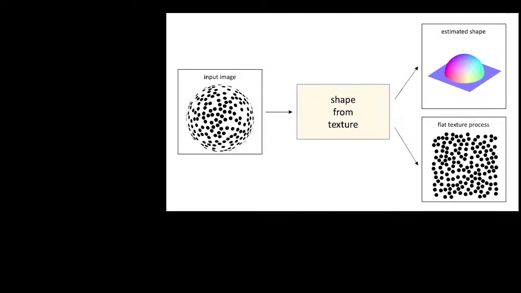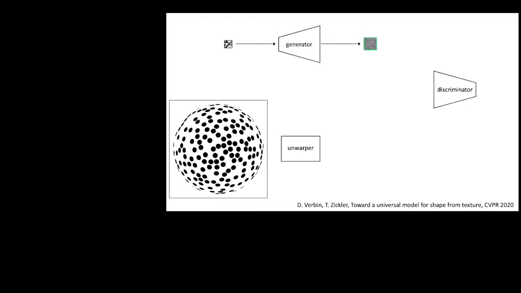Shape from texture is the ability to estimate shape and texture from an input image when neither is known beforehand. We approach this problem as a game between three players. The generator is a convolutional network that changes its weights in an effort to make patches that look the same as patches coming from the unwarper.